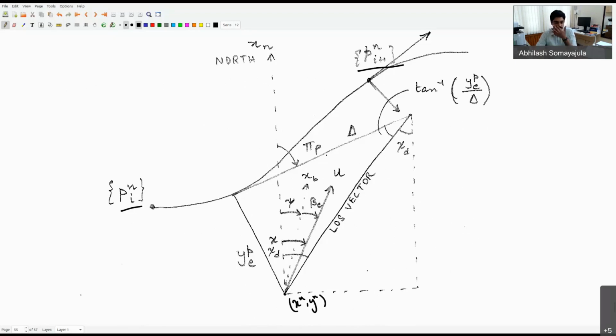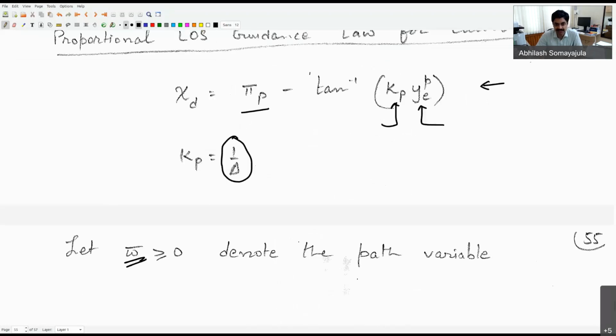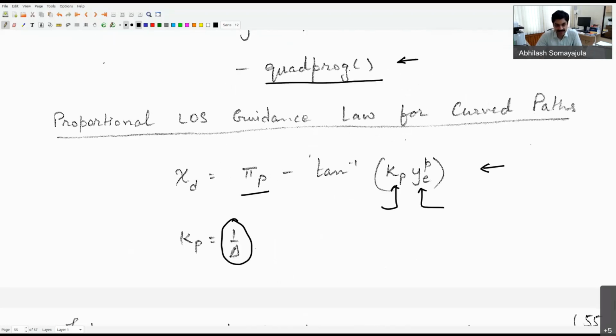Okay. I want to figure out what is the closest point of approach. So where should I place my origin or the path tangential frame? I want to find that out, right? xp and yp. And then basically our interest is to figure out this ype. Once I know that ype, I can plug it in here and then I have everything I need to get my guidance law done. So that will give me a desired course angle which I need to follow.